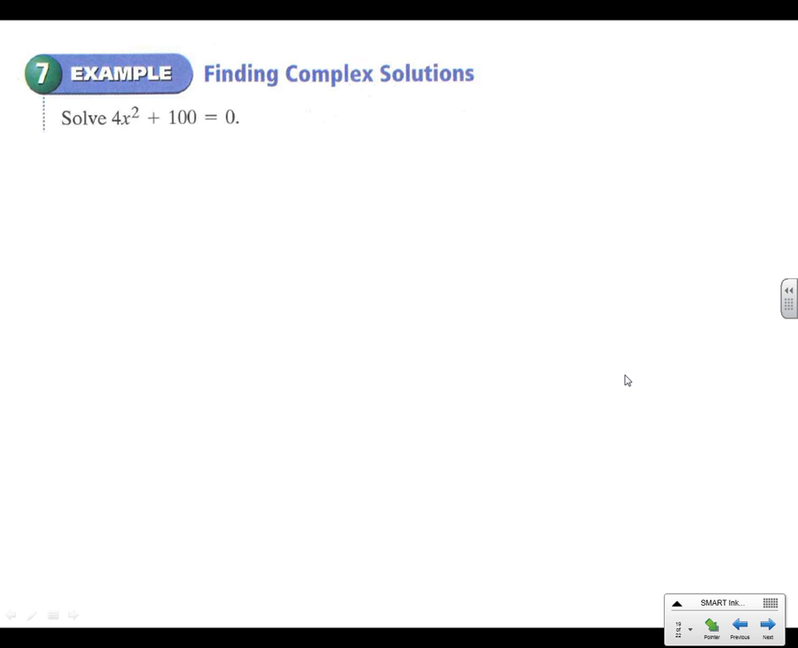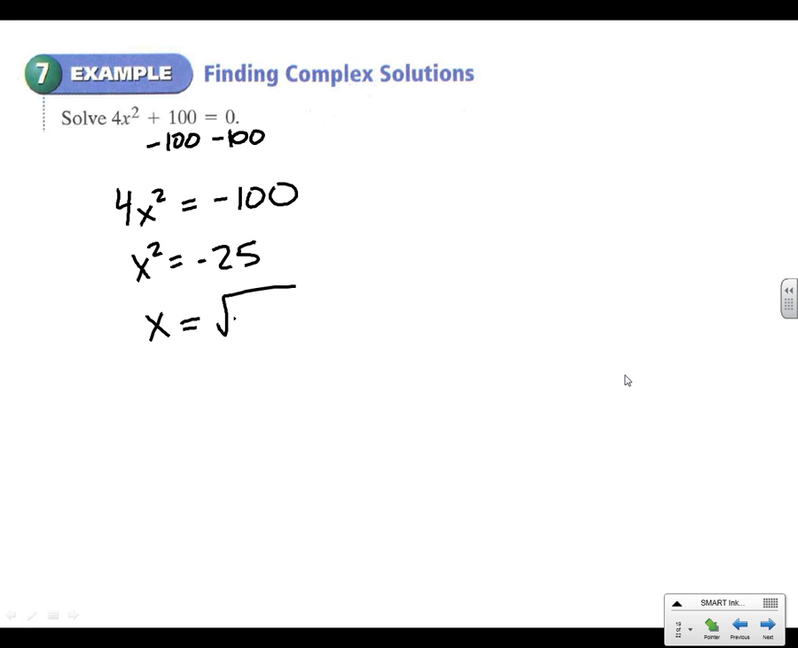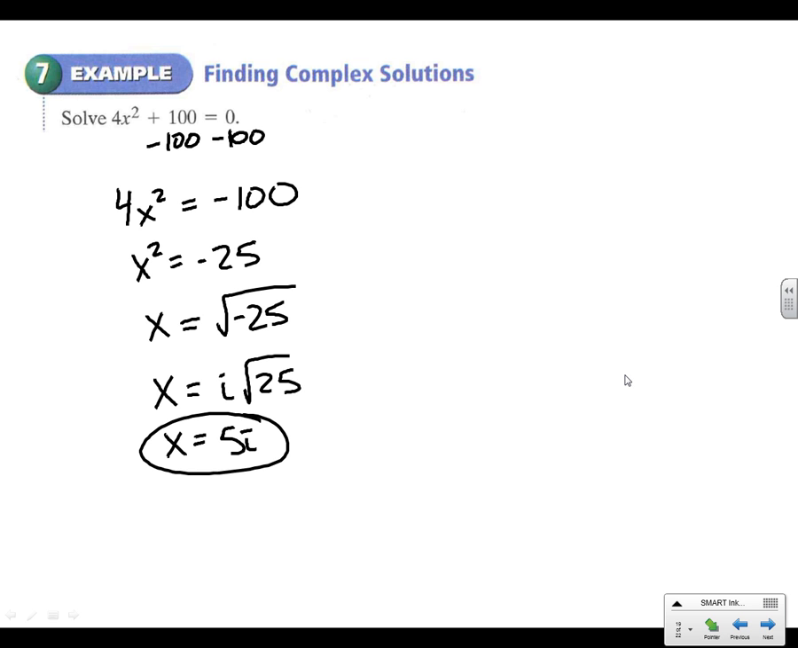All right, let's solve this. 4x squared plus 100. So from last chapter, we learned that if you don't have an x, we can just get x squared by itself. 4x squared equals negative 100. Let's divide by 4 and get x squared equal to negative 25. We're going to square root to get x by itself. And up till now, we would have stopped. But here we know we can do the square root of negative 25 if we use i. i on the outside, square root of 25. Square root of 25 is 5. So x equals 5i. And that's our answer. All right?